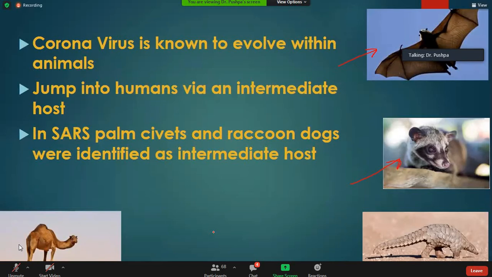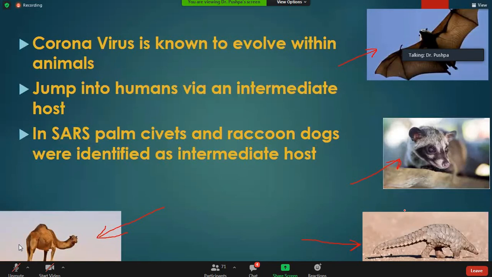And in MERS, or Middle Eastern respiratory virus, the intermediate host was the camel. And now for COVID-19, the intermediate host is the pangolin. Pangolin is a small animal having scales on the body. It is thought that the scaly skin has a healing property, so it is illegally transported all over the world, and maybe that is a reason the disease spread so quickly, because of this pangolin.